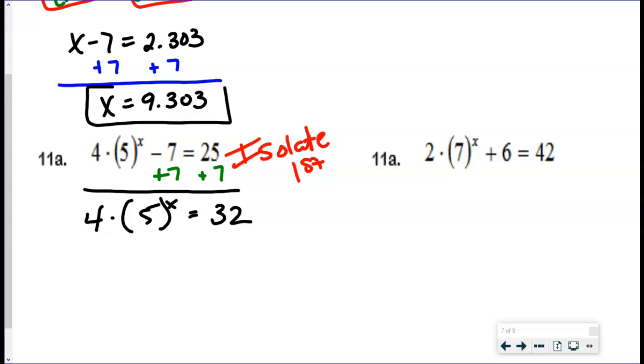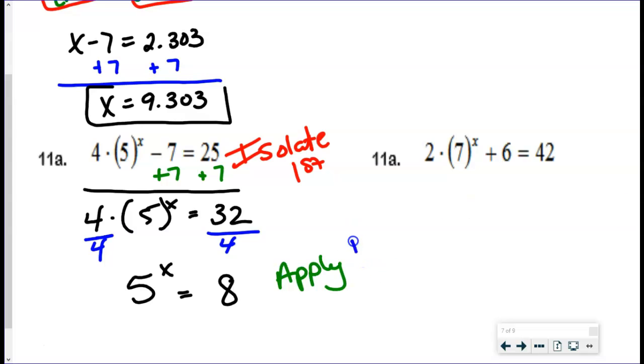We're going to divide both sides by 4. This 4 is being multiplied right... Oh, hello. Got a little forward thinking there. Divide by 4. This problem has a multiplier of 4 in front, so we're going to divide it over. So now my equation says 5 to the x power equals 8. So now you can apply any logarithm you want.